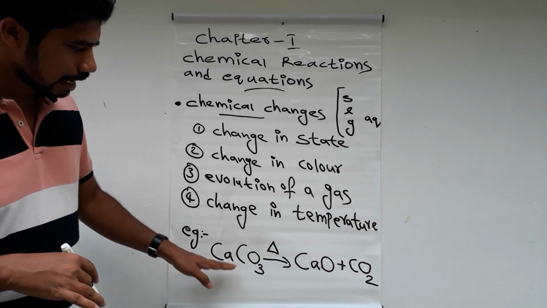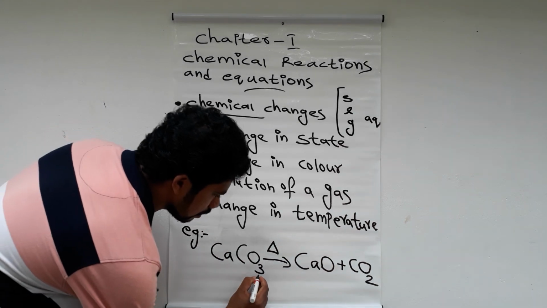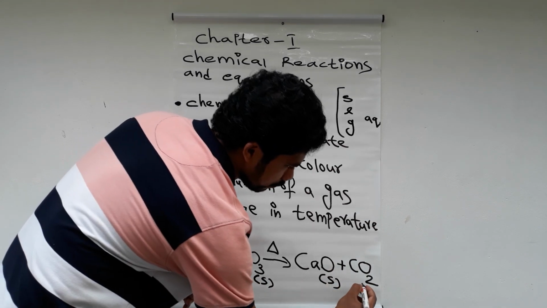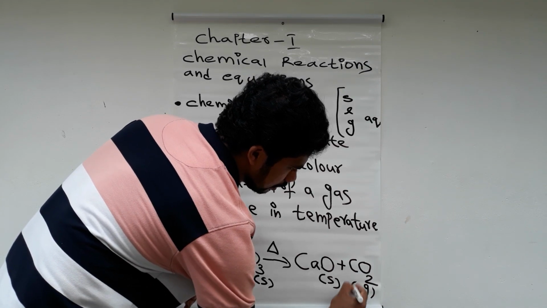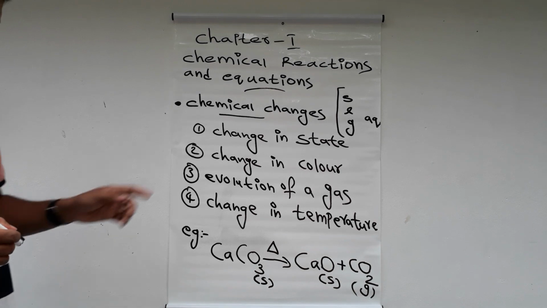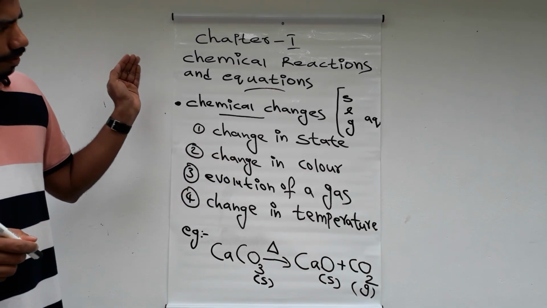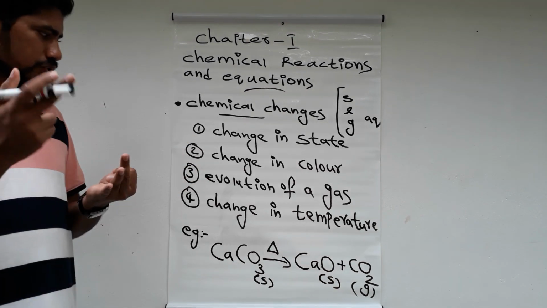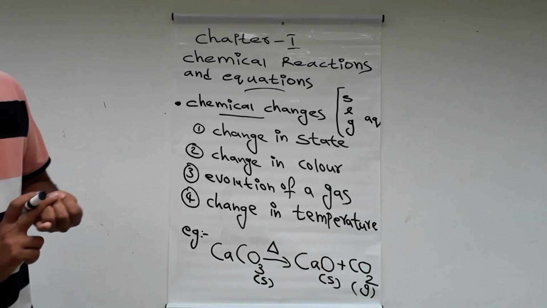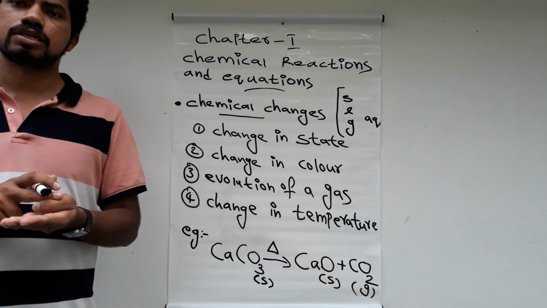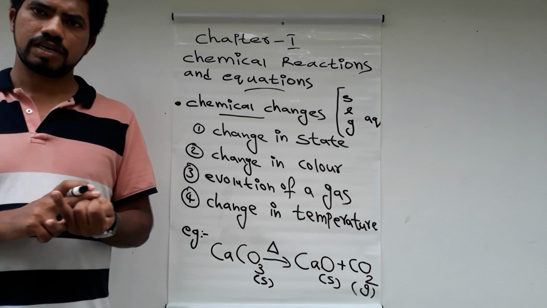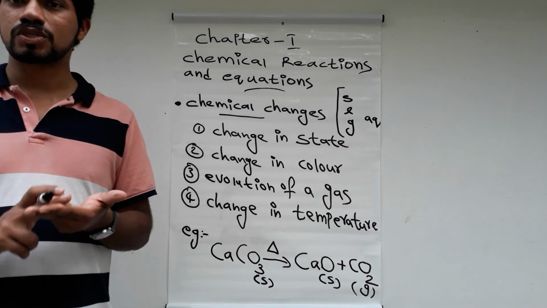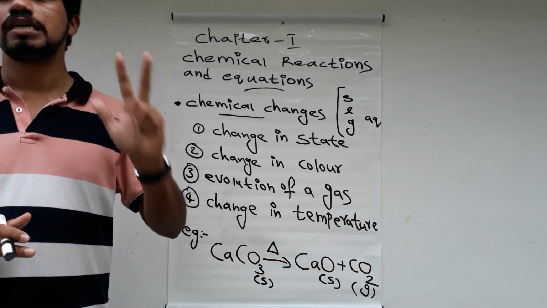So see the reaction: calcium carbonate, its state is solid, and calcium oxide, its state is also solid. But carbon dioxide is a gas. Carbon dioxide is a gas. So a chemical change should have change in state, change in color, evolution of a gas, change in temperature. And we have to discuss a combination reaction, decomposition reaction, double displacement reaction, oxidation, reduction, and rancidity, as well as corrosion. Those are the 7 terms in the first chapter.